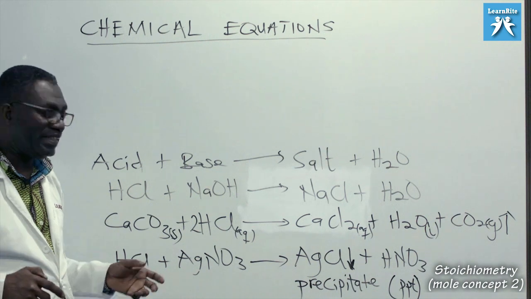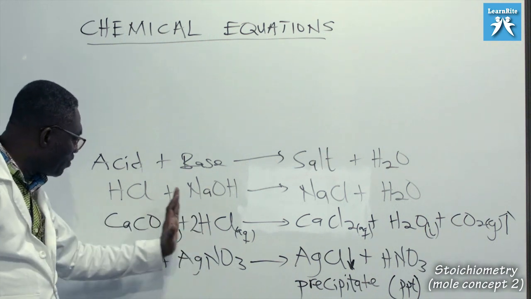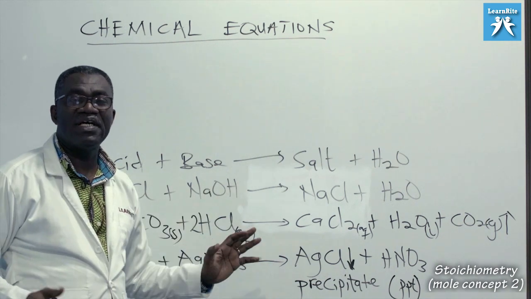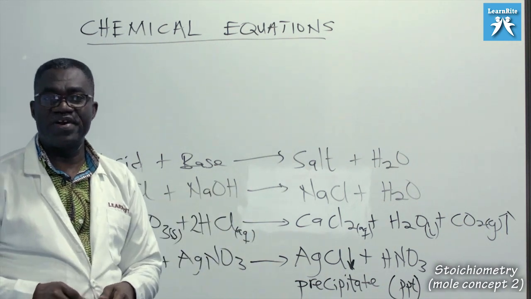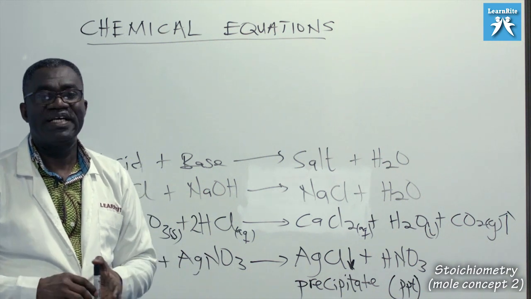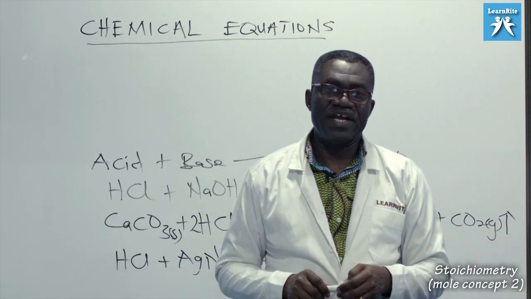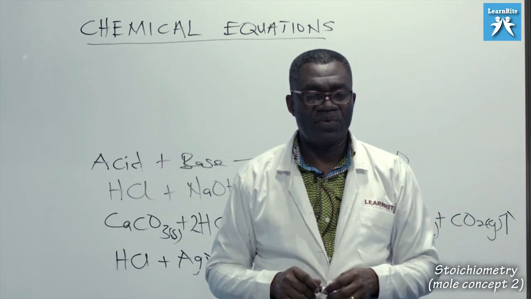So an expression in symbols of the relative amounts, the number of moles of substances that take part in any reaction. A chemical equation is an expression in symbols of the relative amounts of substances taking part in a reaction. That is the definition of a chemical equation.